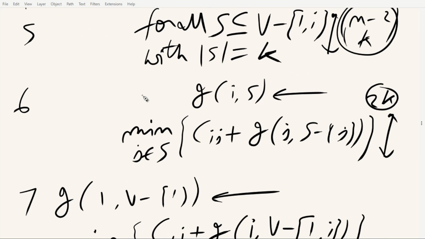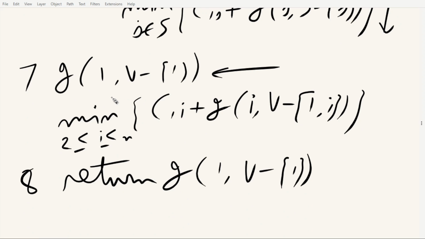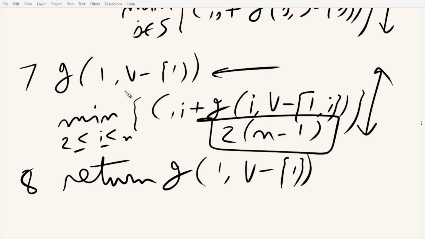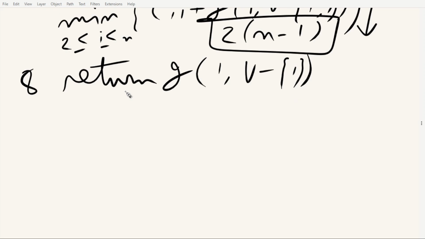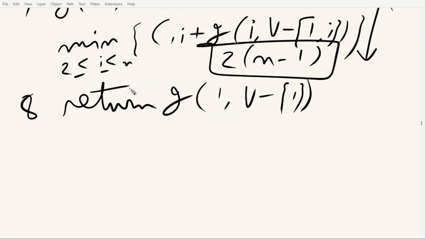Next we consider line 7, and again it is very similar. It will take time 2n minus 1, n minus 1 times. Now we add everything. Line 8 will take only a single time. So just add everything and get the result.